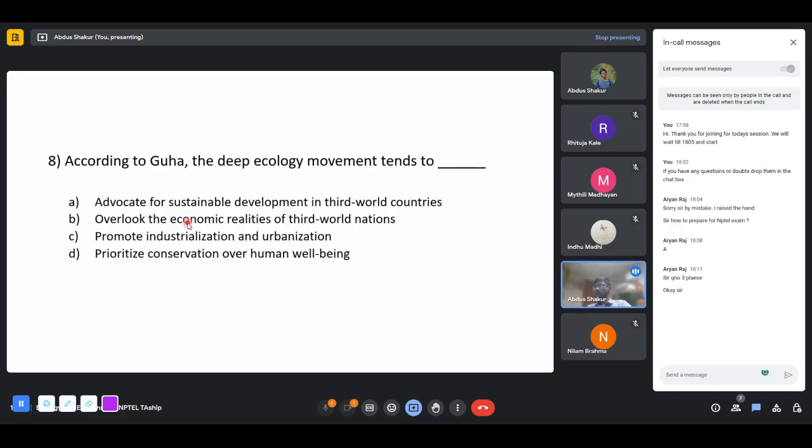Also, according to Guha, the deep ecology movement tends to overlook the economic realities of third world nations. So yeah, that's a problem, because most third world nations are economically lagging. So the ecology movement doesn't try to include that aspect.